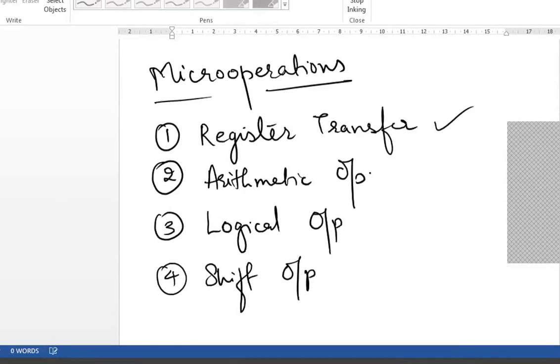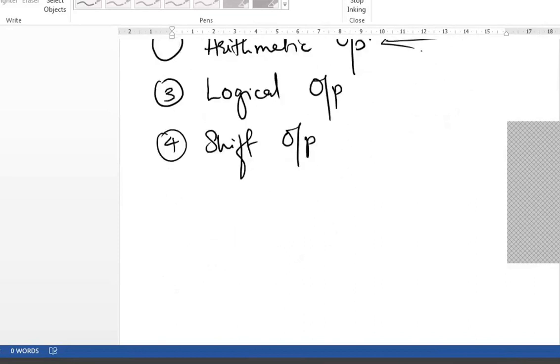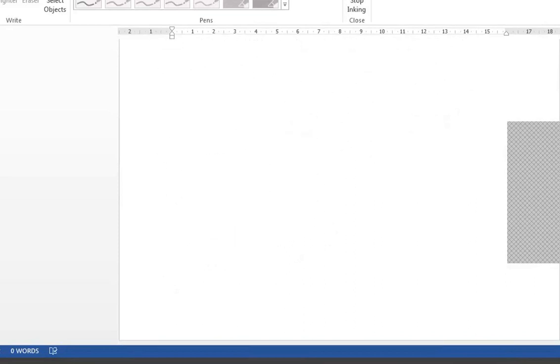This we already studied. How is register transfer carried out? Okay, we also saw how to design a hardware circuit for it. Now we'll be moving towards arithmetic operations. Okay? All of us know what are micro operations. The operations that take place on the data stored in the registers are called micro operations. And what are arithmetic micro operations? The operations that perform arithmetic operations on the numeric data which is stored in registers are called arithmetic micro operations. Okay, they perform arithmetic operations.